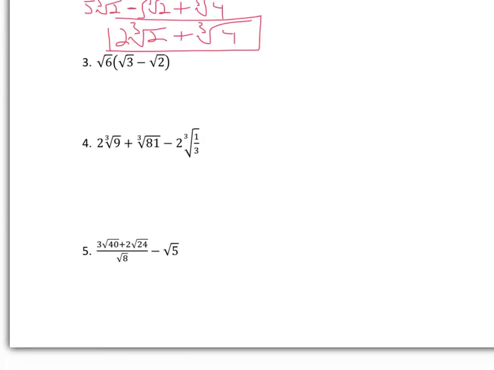All right, number 3, when you have a number on the outside and then the parentheses, we just distribute just like you normally would with regular numbers. Okay, so we're going to distribute first. 6 times 3 is square root of 18 minus square root of 12. Now we can try to break it down any further if we can. Square root of 18, we can break down to 9 and 2, so it's going to be 3 square root of 2. And 12 we already did up top.